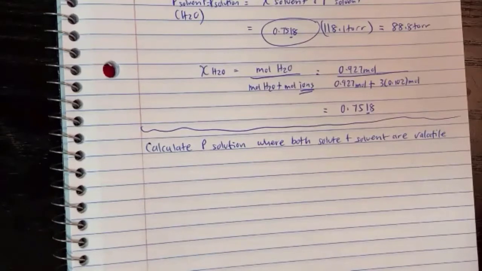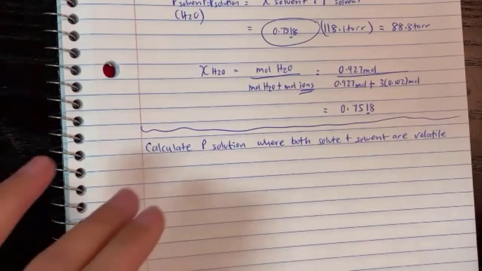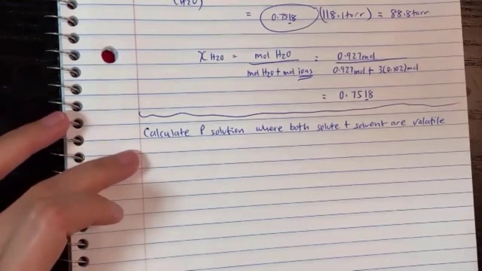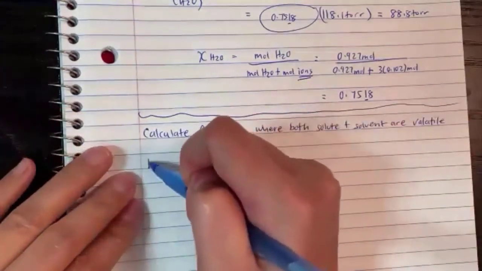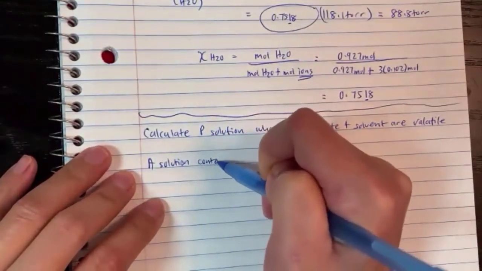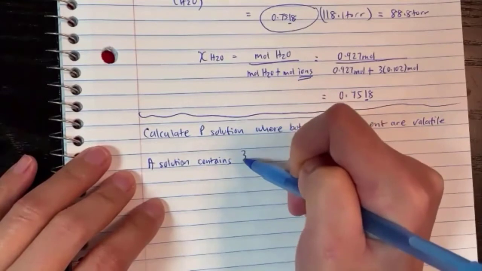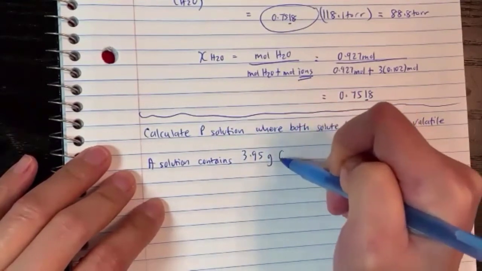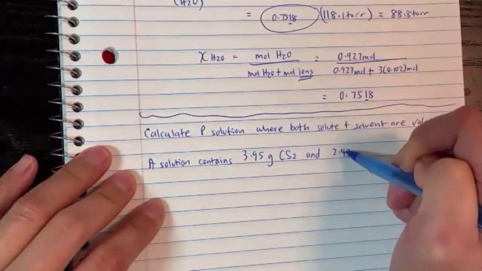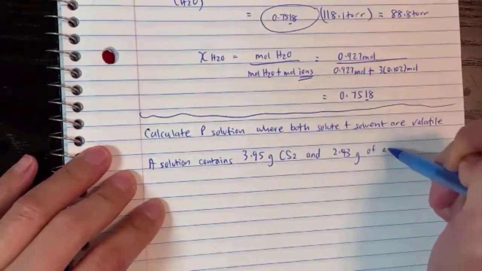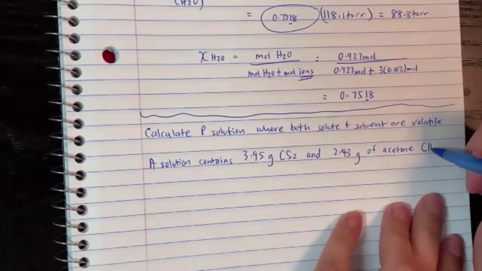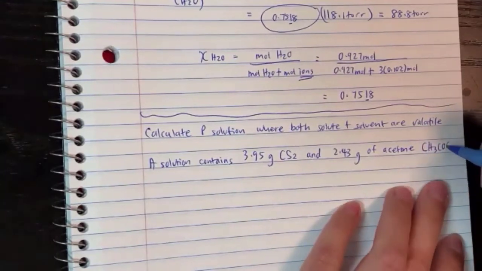And actually the question is pretty long. Well, I'll write the question here and we'll work the problem on the next page, okay? You guys go with that? Because it's going to take a few lines here. All right, let's write it. A solution contains 3.95 grams of CS2 and 2.43 grams of acetone. Acetone's formula is CH3COCH3.